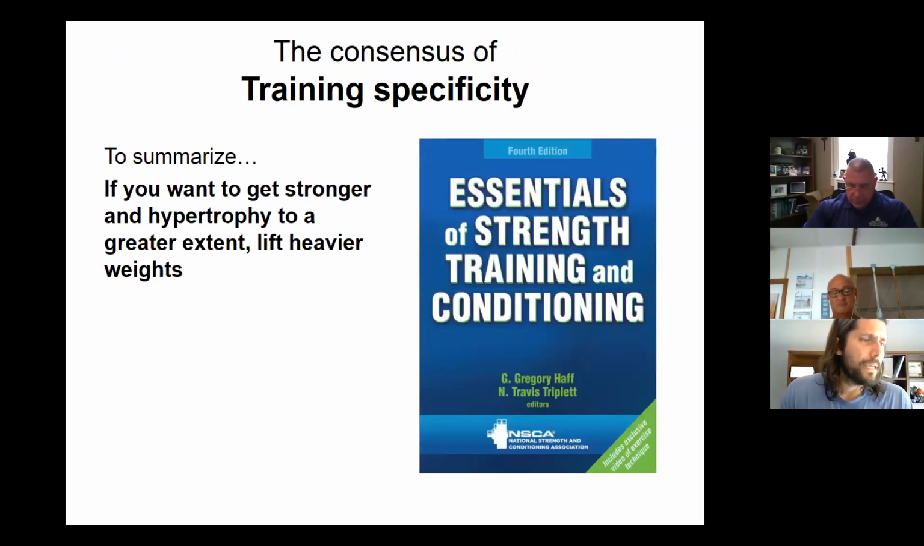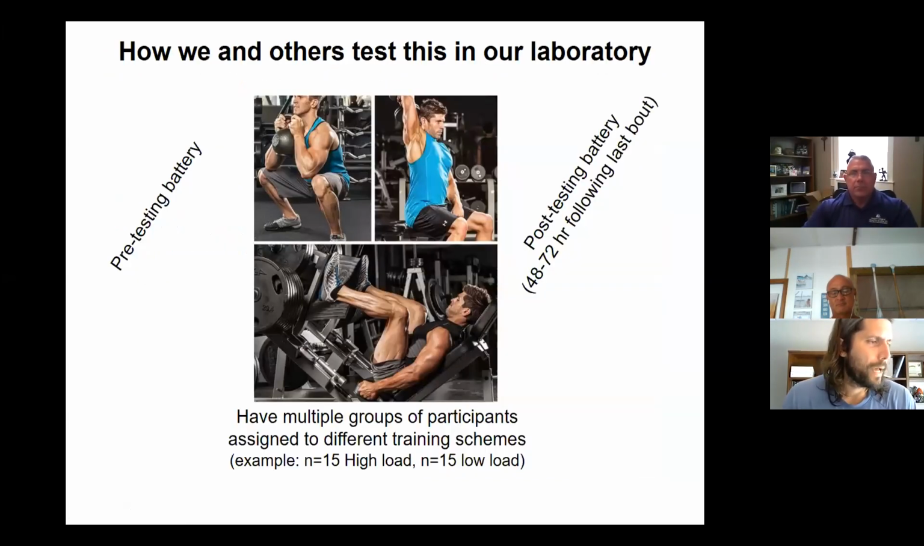Now, if you read the NSCA's text, they have one of their training principles, which is training specificity. To summarize that principle is to say that if you want to get stronger and hypertrophy to a greater extent, then you should lift heavier weights, right? Well, how do researchers like Dr. Willoughby, our laboratory, and others test this hypothesis?